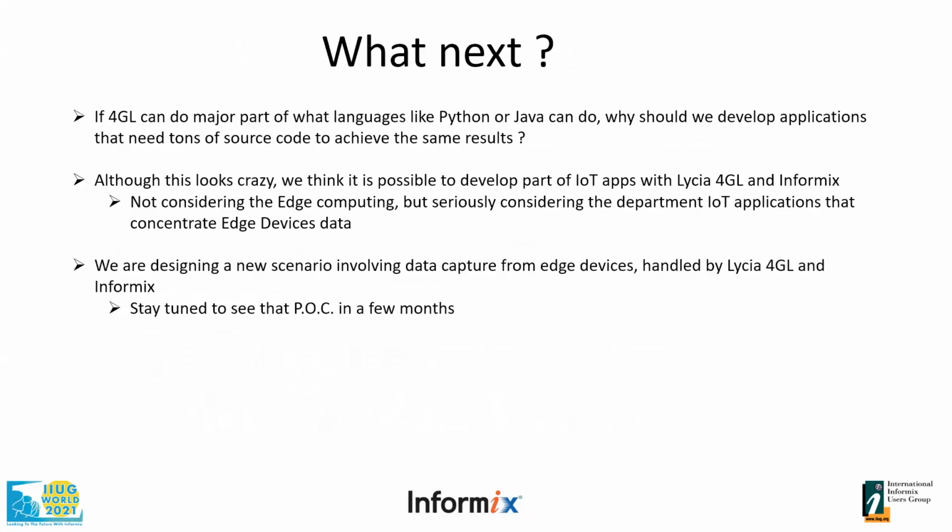Okay, true. If 4GL can do the major part of what languages like Python or Java can do, and many more, why should we develop applications that need tons of source code? Writing an application with Java and writing the same thing with the 4GL, you all know that the 4GL will be way shorter than the Java one, and other languages too. Also, this looks crazy, but we think it is possible to develop a part, maybe not the whole IoT application, but part of it with Lycia and Informix.